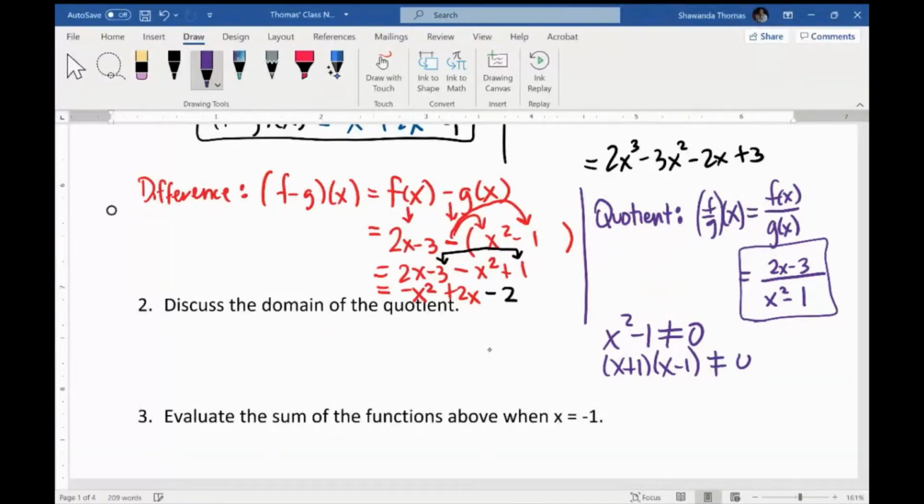We don't want that to equal 0. We set each one to not equal 0, sort of. So we don't want x to equal what numbers? -1 and 1. We don't want x to equal -1 and 1. So how do I write that for the domain then? How do I write that out?